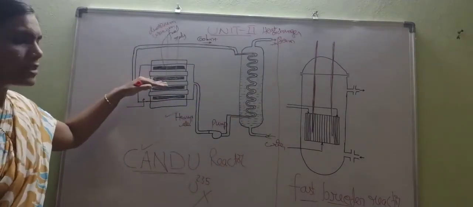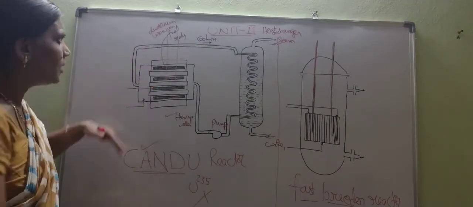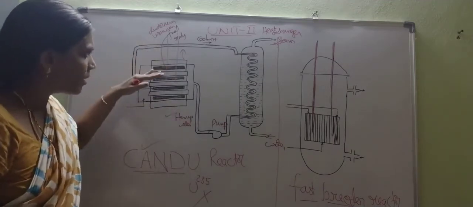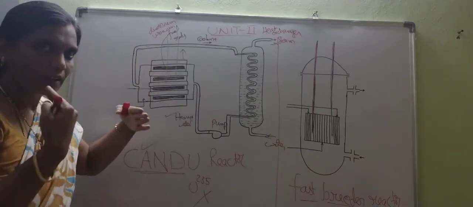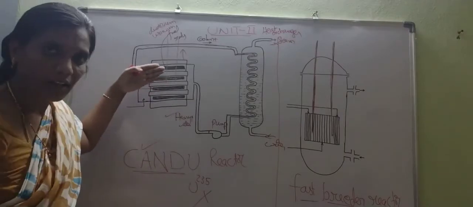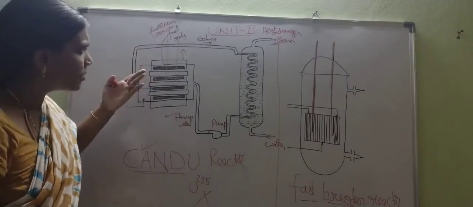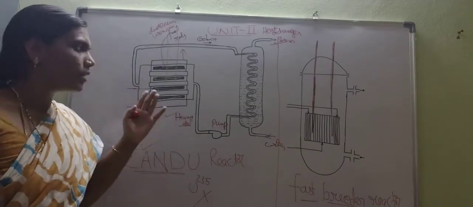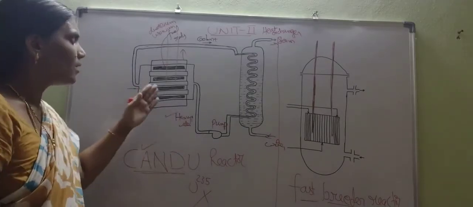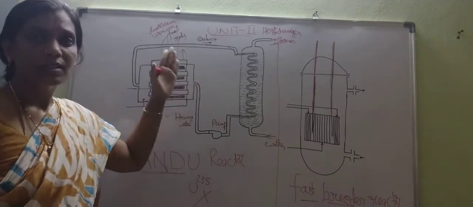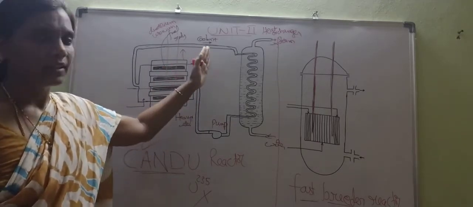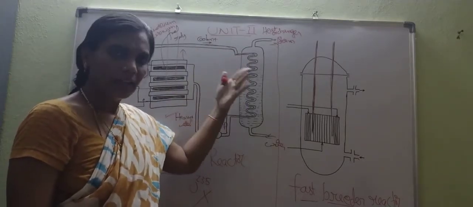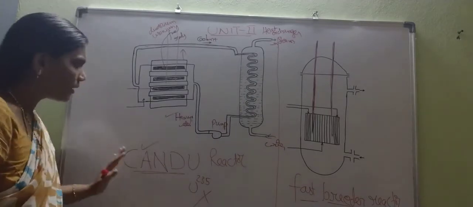When the control rods are pushed in, they interact with the fuel rods, uranium, so that much energy is not released. Then whatever heat is generated, the coolant gets heated and gives up the heat as usual. So that is about the CANDU reactor.